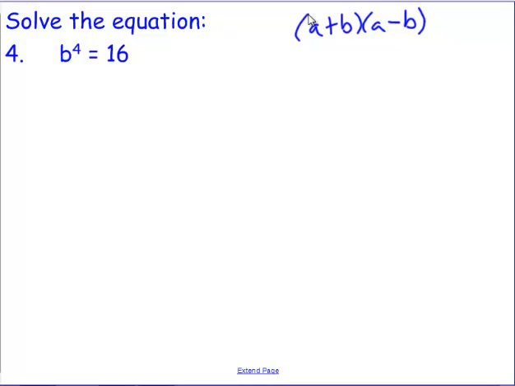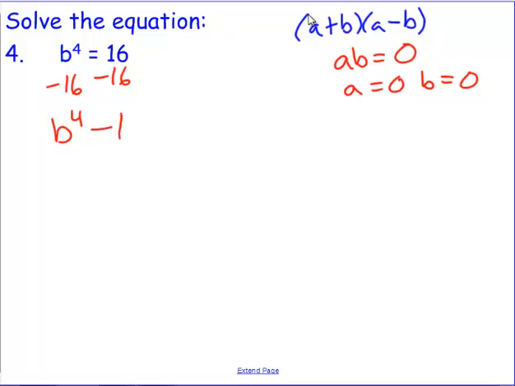Think back to the zero product property. We said if a times b equals 0, then either a equals 0 or b equals 0. To solve this equation, then the first thing we'd probably need to do is get it set equal to 0, and I'd subtract 16 on both sides. That gives us b to the 4th minus 16 equals 0. Should notice that it looks like we have a difference of squares. I know that I can square something to get b to the 4th, and that actually ends up being b squared. If I have b squared squared, that equals b to the 4th.